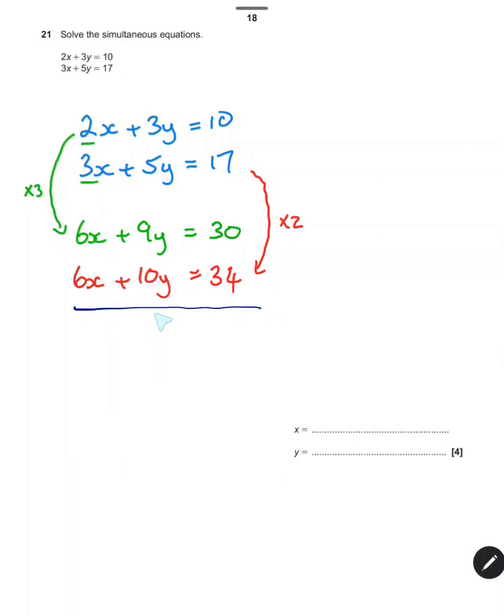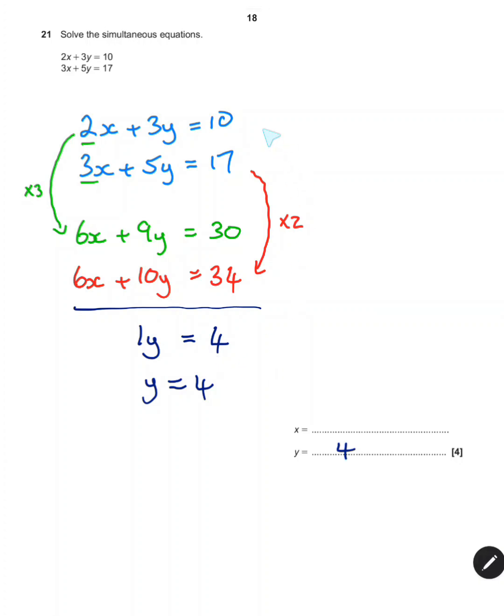6x take 6x is gone. 10y take away 9y is 1y. And 34 take away 30 is 4. If you didn't like what I did there working upwards, just swap these equations around. Put the red one on top and the green one underneath. Anyway, we've found that y is 4. So that's the first part of the solution.